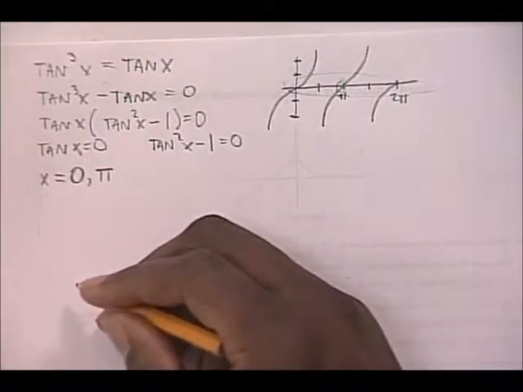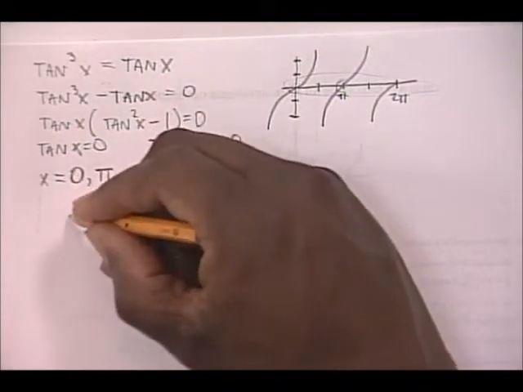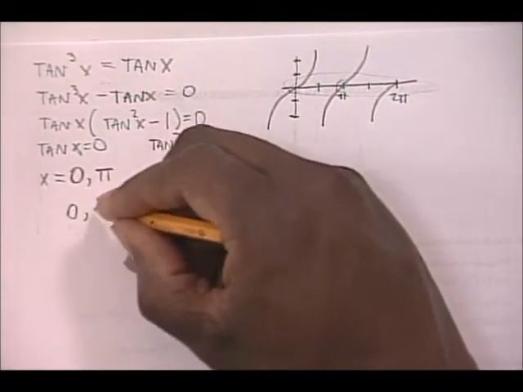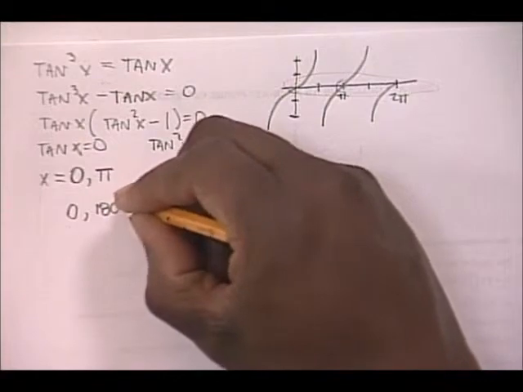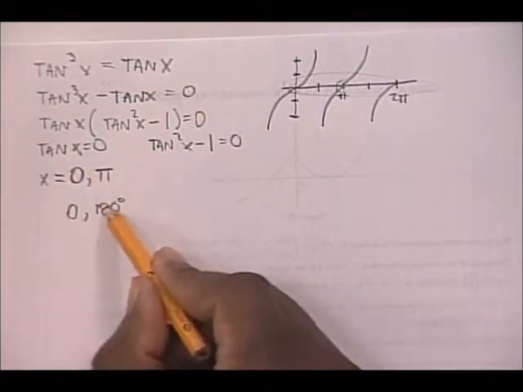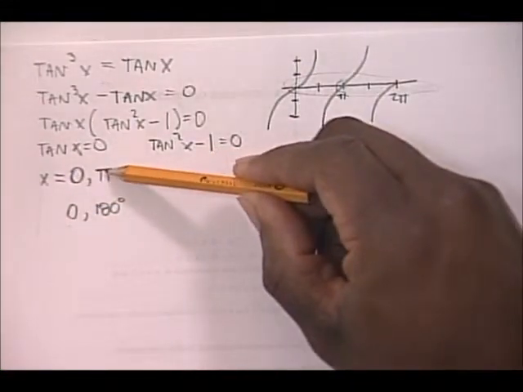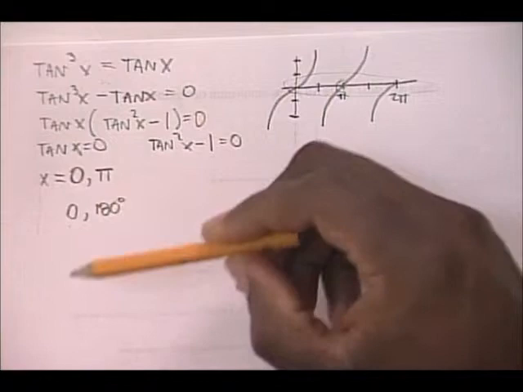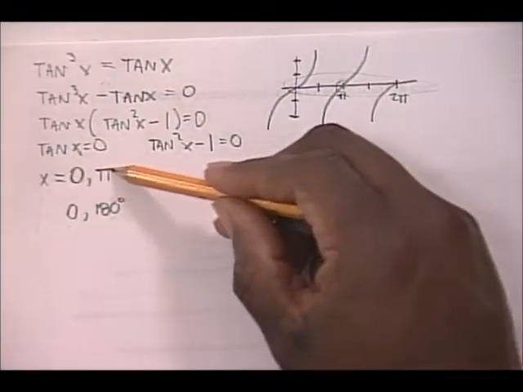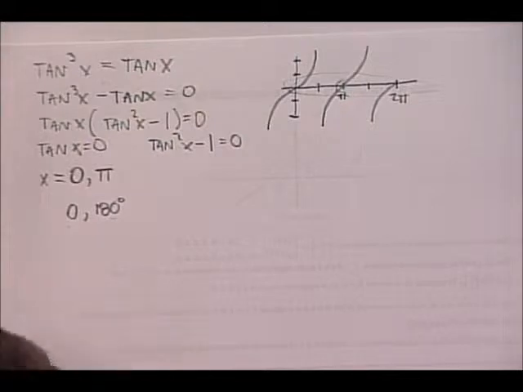If I ask my students to write the answer in degrees, they would say that the answer is 0 and 180 degrees. Again, I only have two answers here. I've just written both answers in different ways. This is 0 radians, pi radians, 0 degrees, 180 degrees. These answers are exactly the same. I've just written them in two different ways.